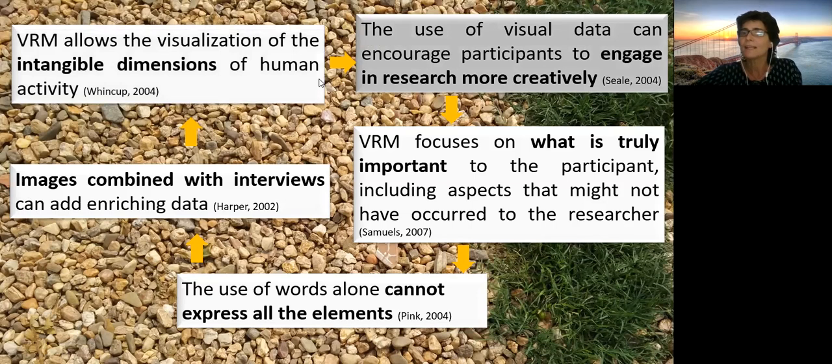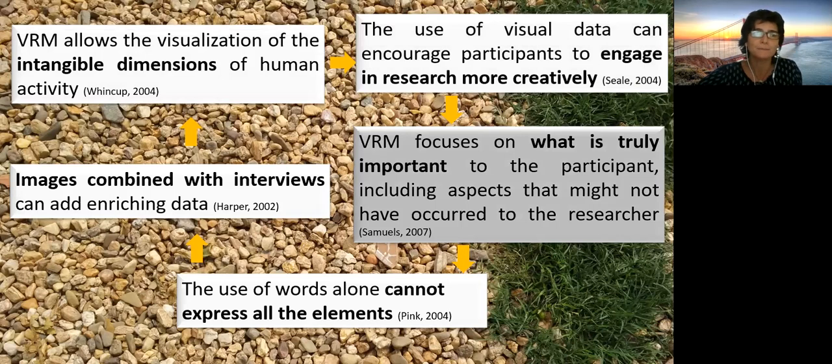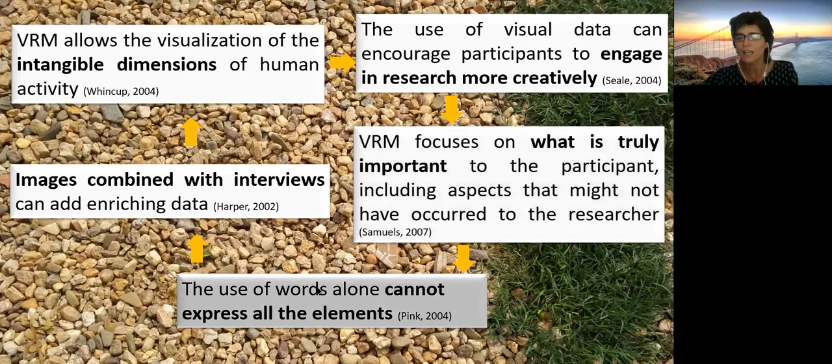And also another idea is this one: the use of visual data can encourage participants to engage in research more creatively. So it can be a creative way of doing research, a different approach. And the other idea is from Samuels, in his chapter titled When Words Are Not Enough: Eliciting Children's Experiences, where he used visual methods to try to elicit some thoughts and emotions from children. He mentioned that visual research methods focus on what is truly important. Sometimes the images can really help us to focus, not only the researcher but the participants, on what is really important. And also the use of words alone sometimes cannot express all the elements.